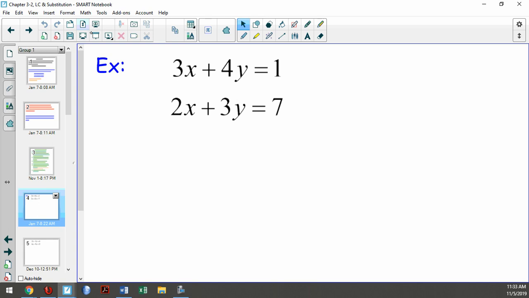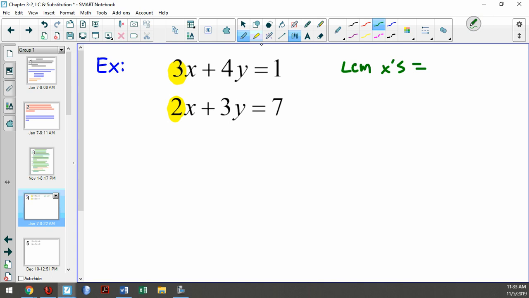So the very first thing you're going to ask yourself is step 1. Are my equations lined up? X's over X's, Y's over Y's. Equals over equals, number over number. Yes. The next thing we're going to do is find the least common multiple of my x's. My x's are 3 and 2. What are the first multiplication tables that they have in common between 3 and 2? 6. So I have to have plus and minus 6 if I eliminate x.